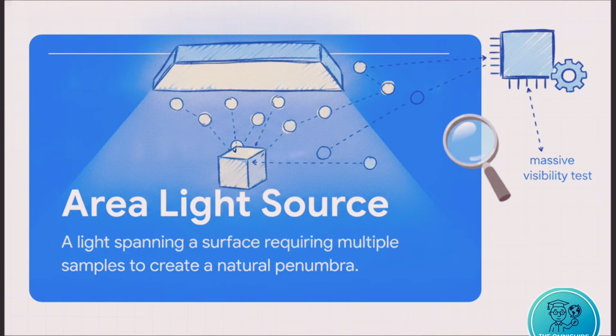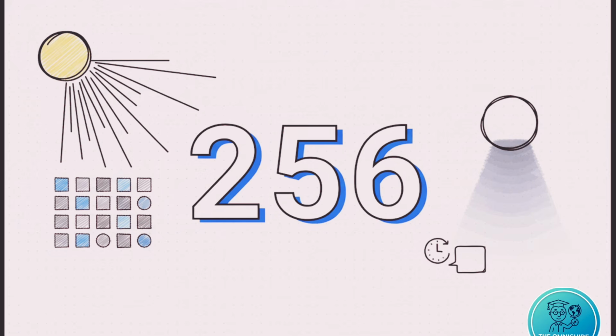So, to simulate the physics of an area light mathematically, you actually have to chop it up into dozens of individual point light samples. Then, your hardware has to run a massive visibility test, a rendering pass, for every single one of those pieces just to create that natural penumbra effect we were just talking about. And this brings us to a frankly staggering number, 256. That is the massive number of shadow maps the mathematical ground truth method requires.